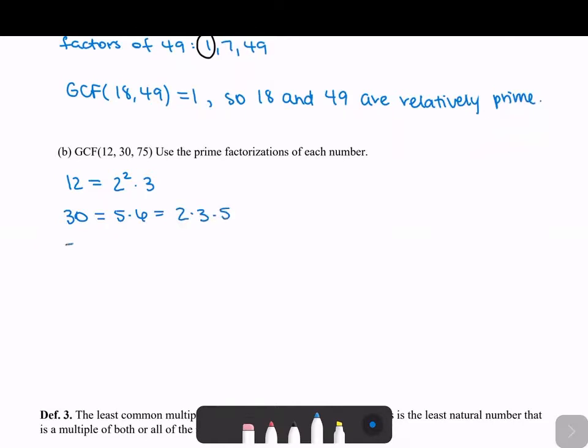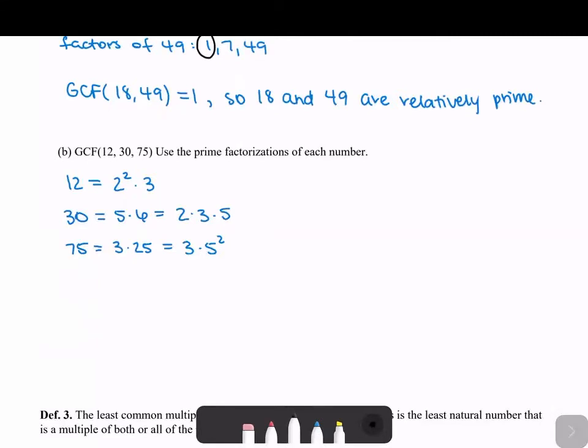We can also think about 75. So 75 is 3 times 25, which is 3 times 5 squared. Okay, so if you need to show more work to get these factorizations, that's fine, but you don't have to. You can just show these intermediate steps, 5 times 6 is 30, and then going to the prime factorization, and that is perfectly fine.